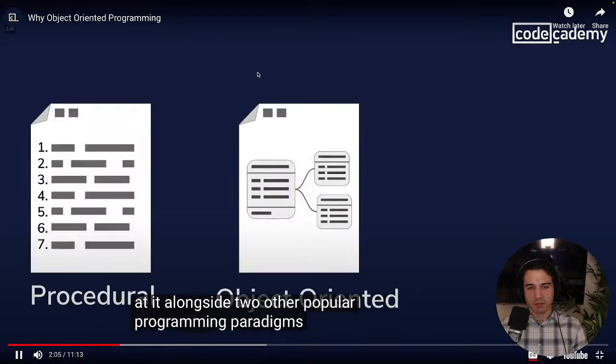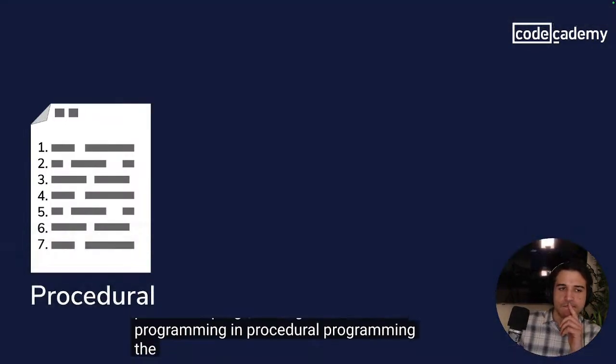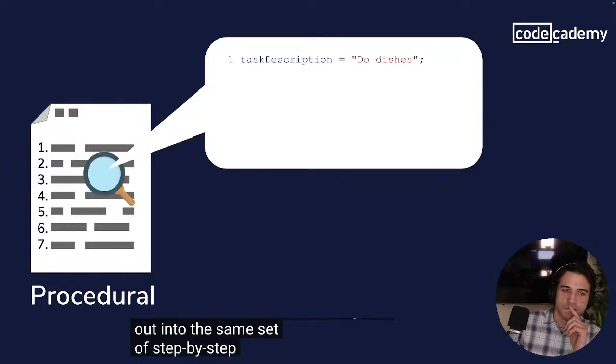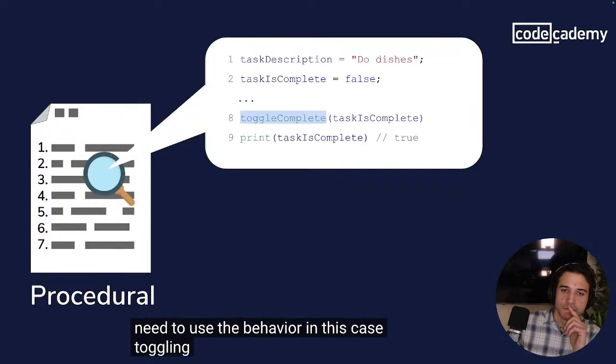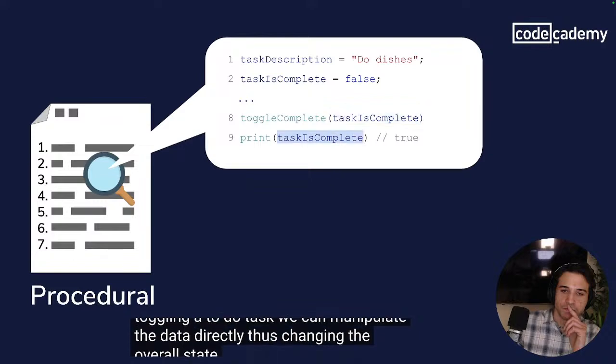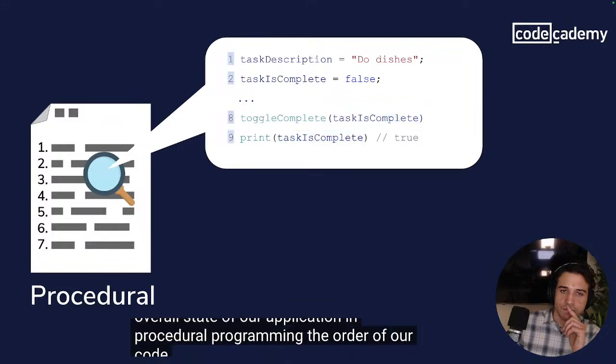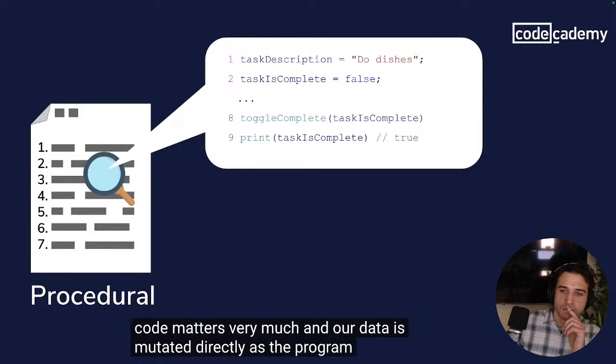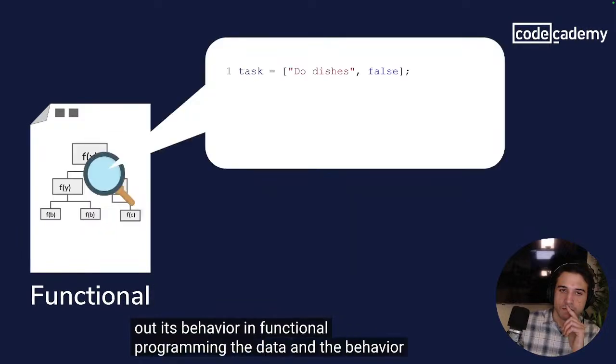2 other popular programming paradigms, procedural programming and functional programming. In procedural programming, the data and the behaviors are spread out into the same set of step-by-step instructions. When we need to use the behavior, in this case, toggling a to-do task, we can manipulate the data directly, thus changing the overall state of our application. In procedural programming, the order of our code matters very much, and our data is mutated directly as the program carries out its behavior. In functional programming, the data and the behavior are kept separate.